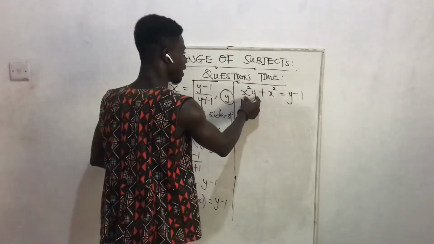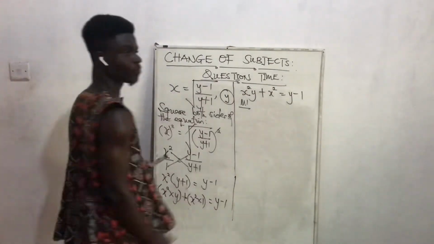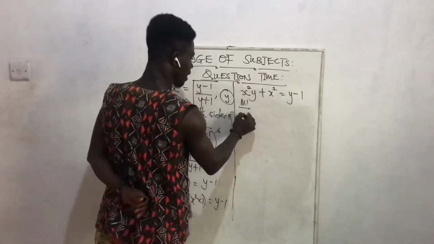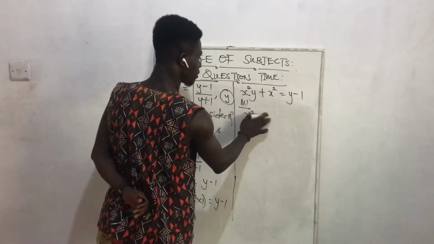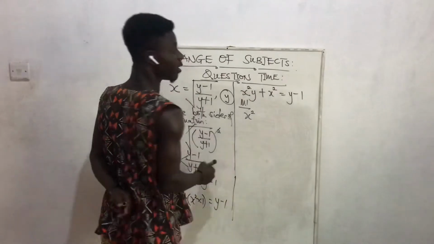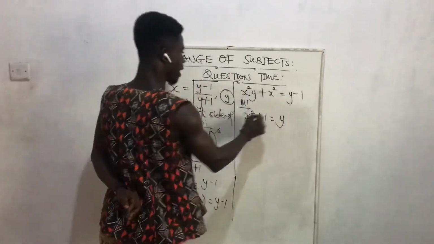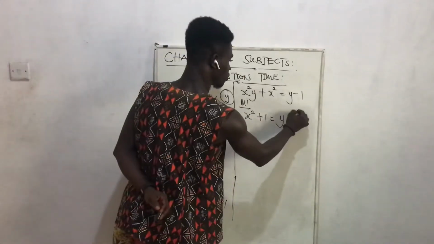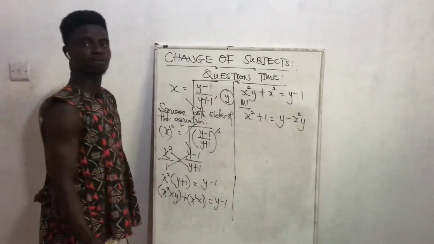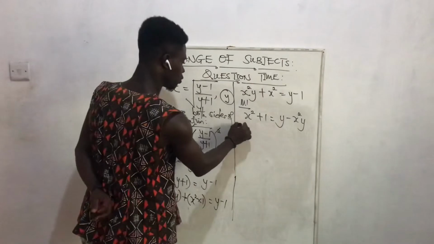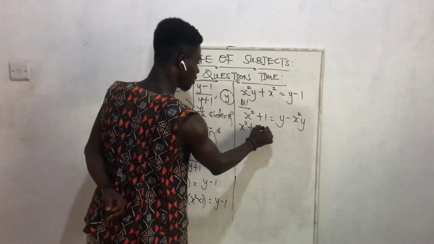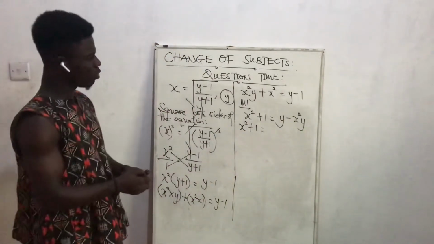So let me send this x squared y to the right hand side. So I have x squared here equals, then I bring minus 1 to the left hand side, which is positive 1, equals here y, then minus x squared y. Right. So I have x squared plus 1 equals, now what will we do here?